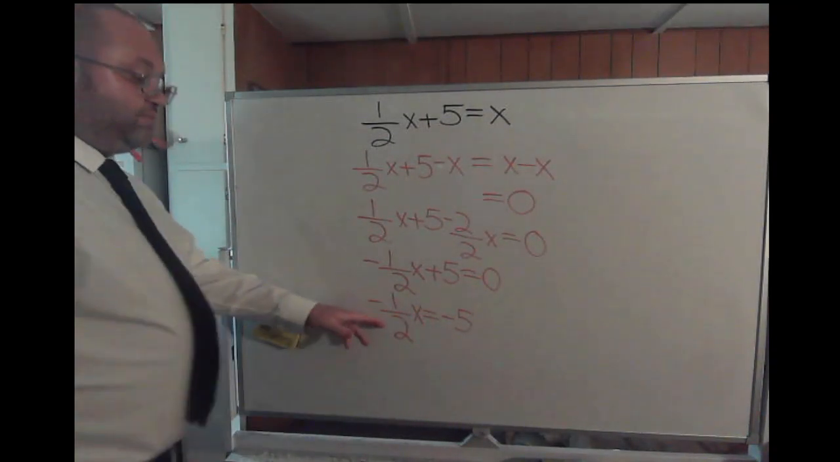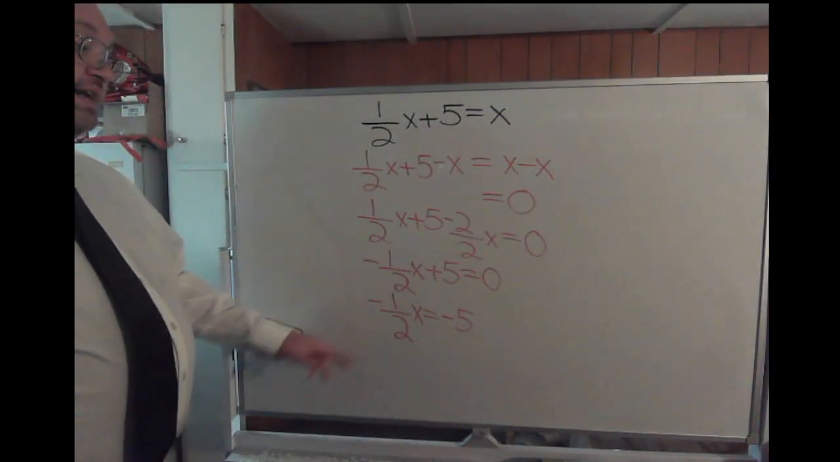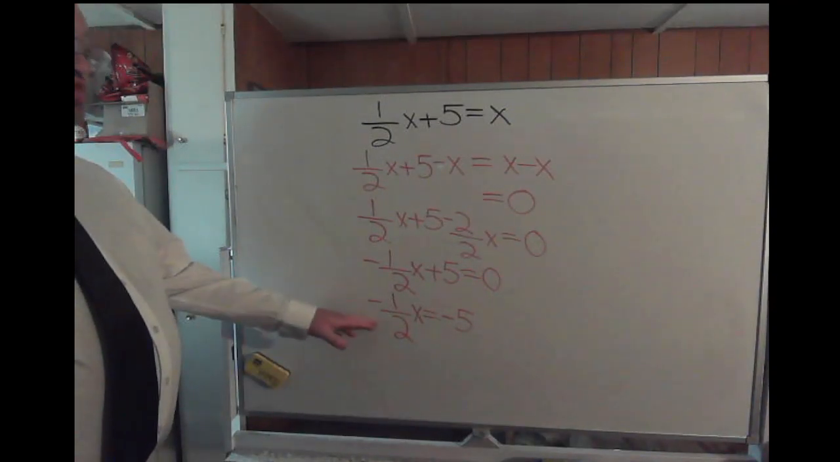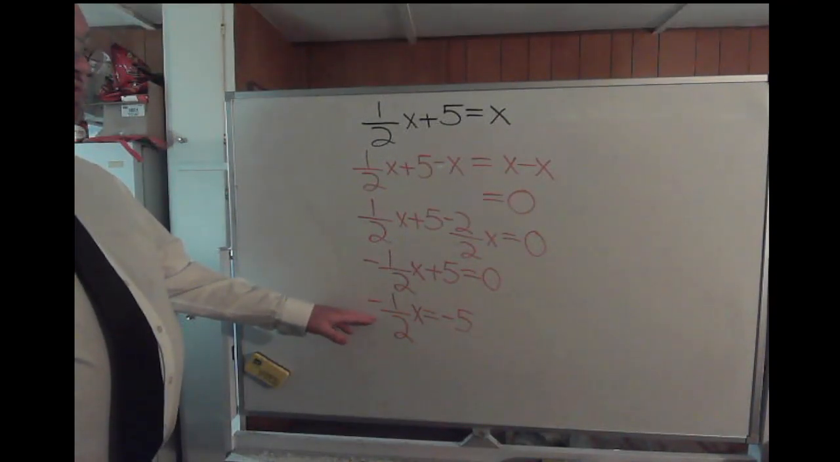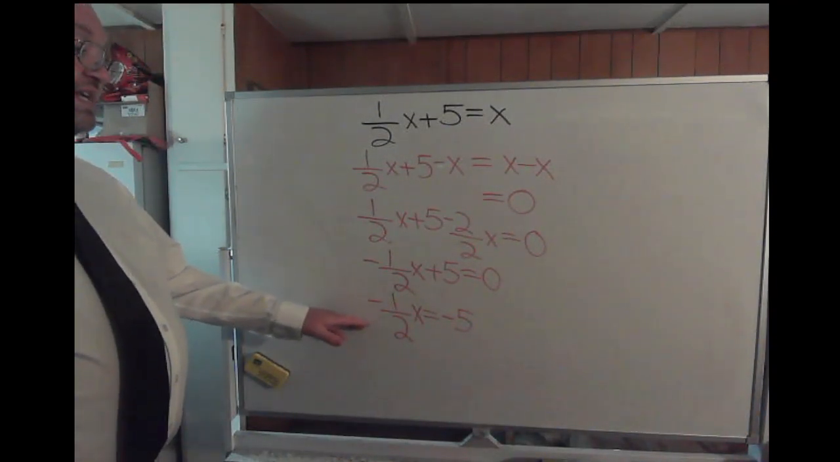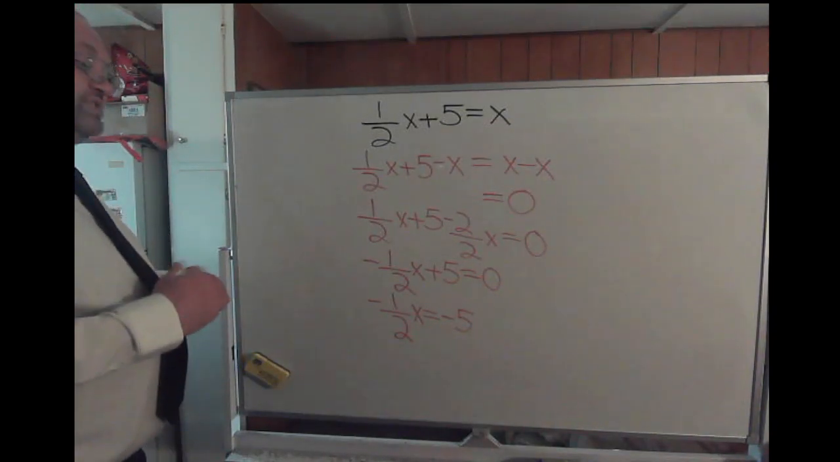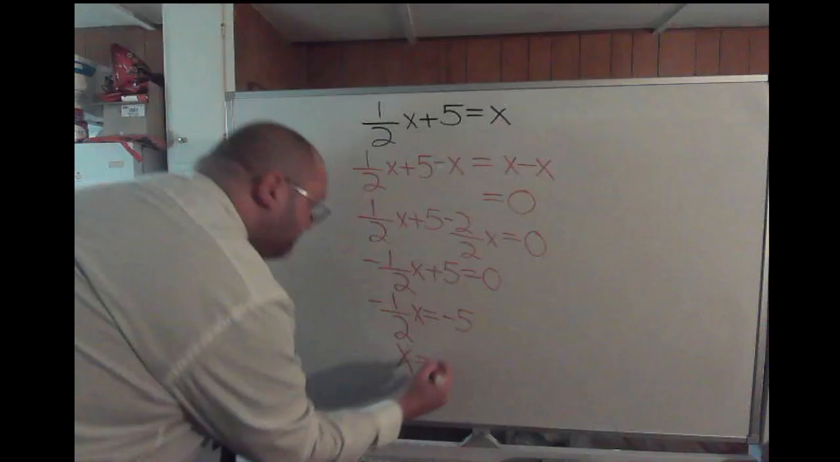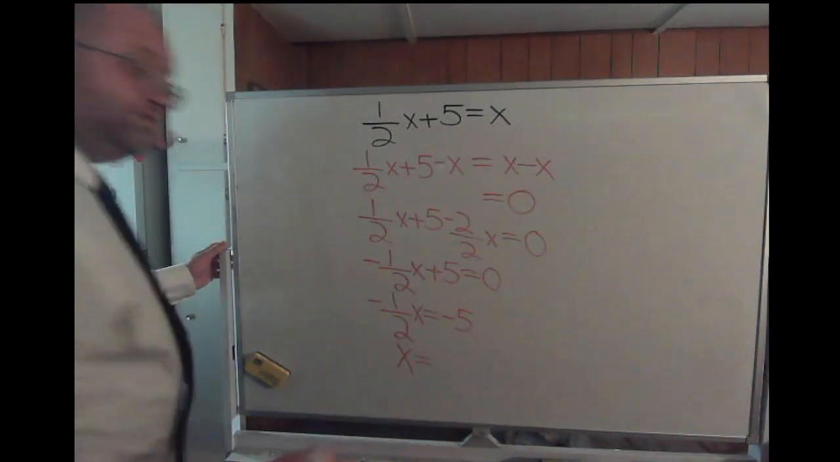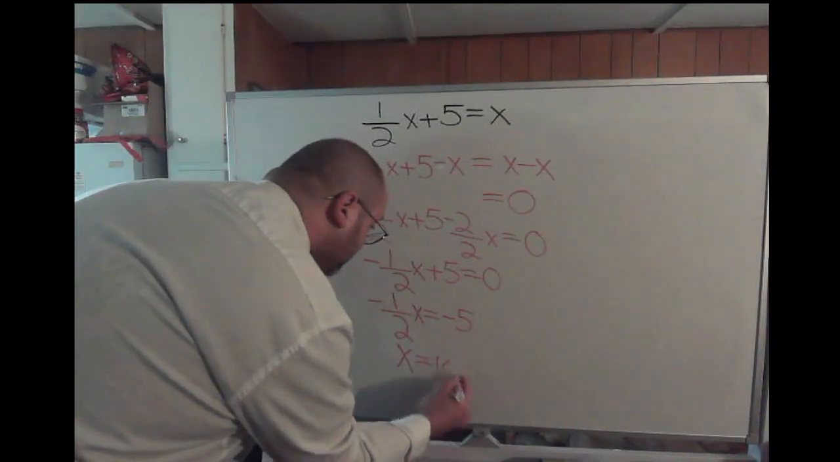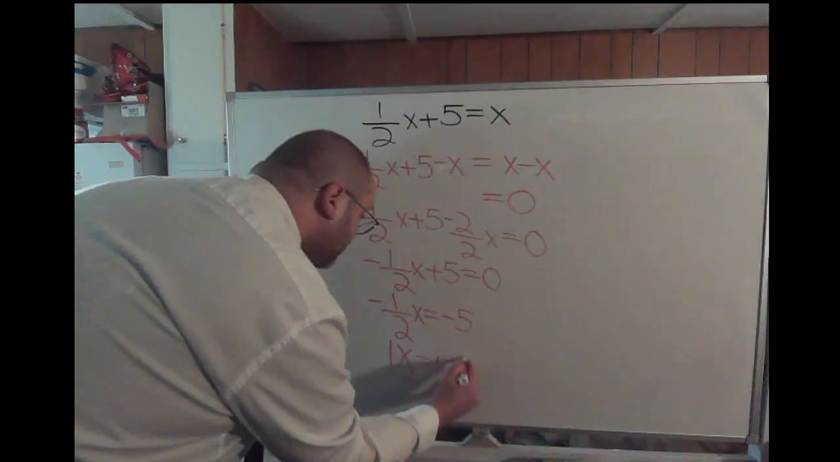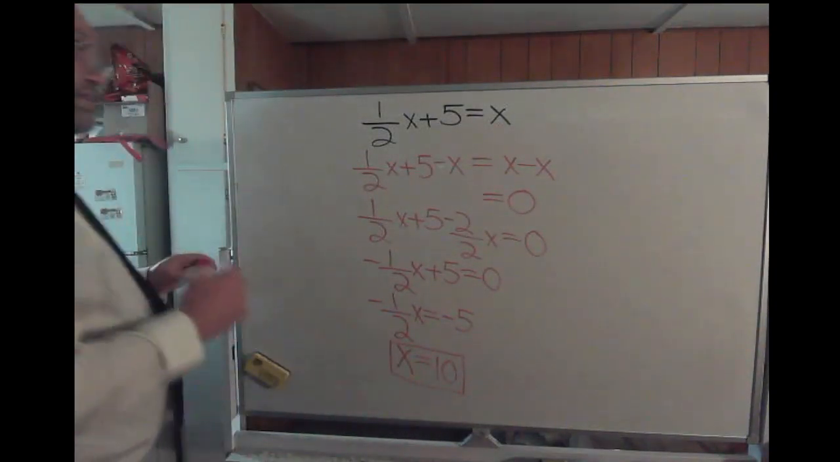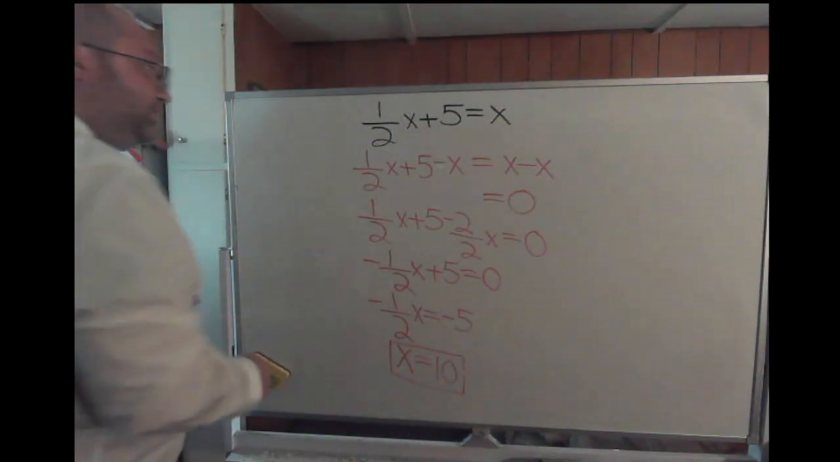Well, we have negative 1/2 x. We just want to find x. Since we have a fraction, we got to multiply by the reciprocal, and the reciprocal of negative 1/2 is negative 2. So on the left side, if we multiply by negative 2, you just get x is equal to negative 5 times negative 2. That'd be positive 10. So the answer you would get for x is it's going to equal 10.